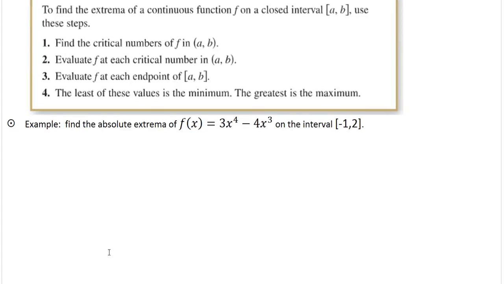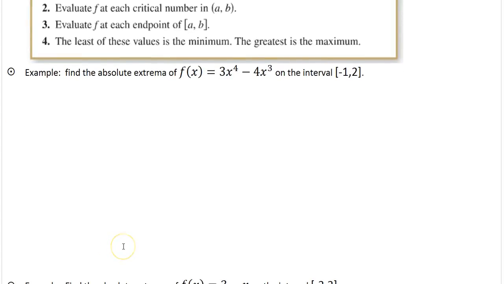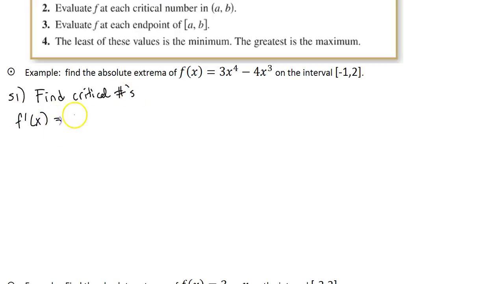I want to find the absolute extrema of f of x equals 3x to the fourth minus 4x cubed on the interval from -1 to 2. So step 1, we're going to find our critical numbers. And remember from the last video, the way we do that is we find the derivative. So that would be 12x cubed minus 12x squared. And we check where this doesn't exist or is equal to 0.